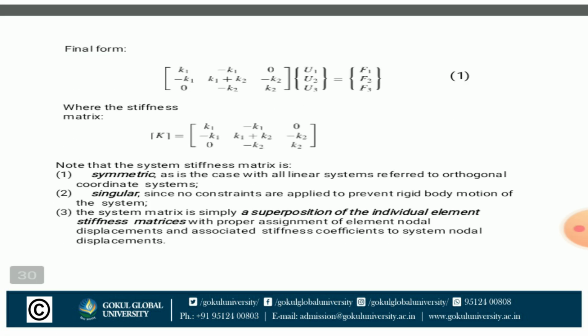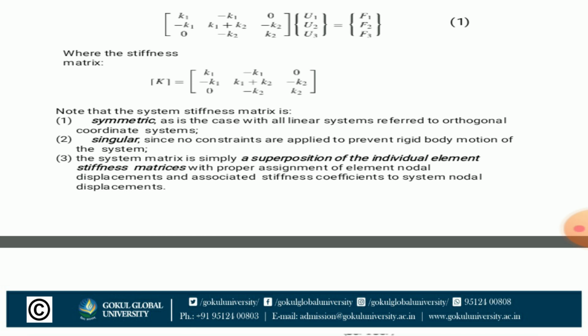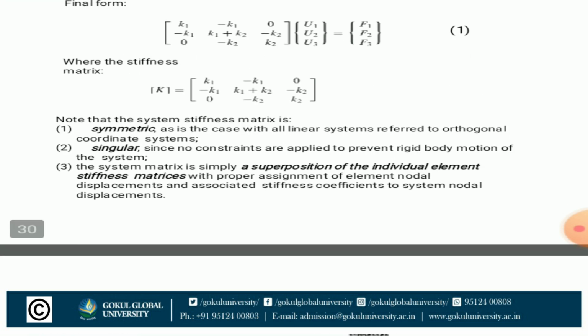So the final form of the global stiffness matrix is [k1, -k1, 0; -k1, k1 + k2, -k2; 0, -k2, k2], multiplied by u1, u2, u3, equals f1, f2, f3. These are the final form of the equation, where the stiffness matrix K is represented as a 3 by 3 matrix. So we have to remember some symmetric, singular and element stiffness matrix points and keep them in mind.